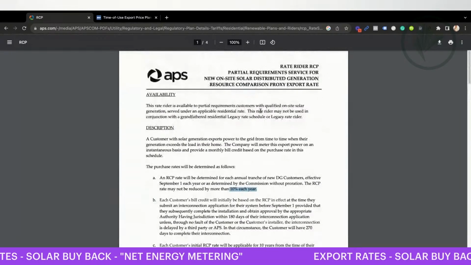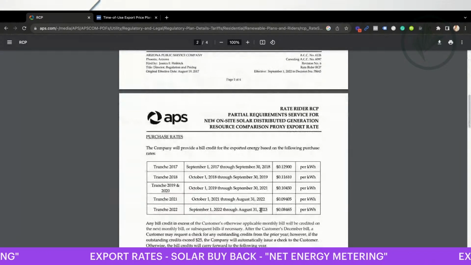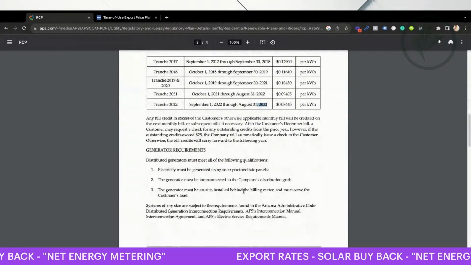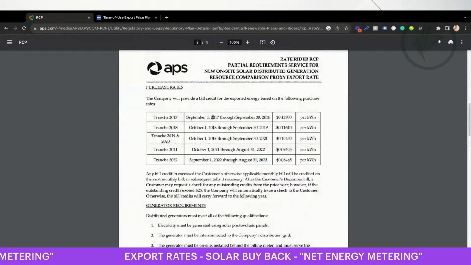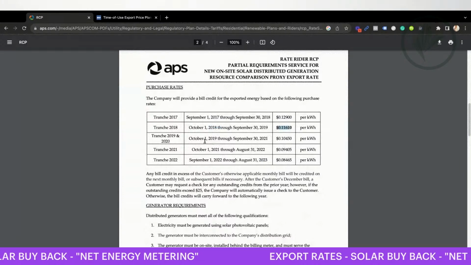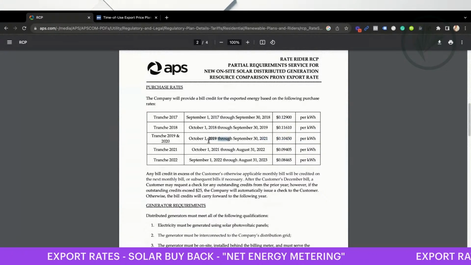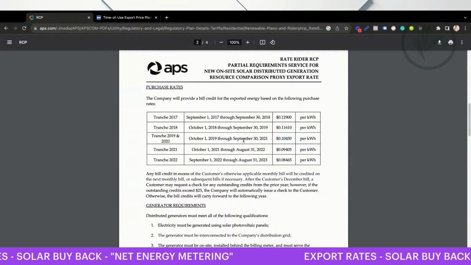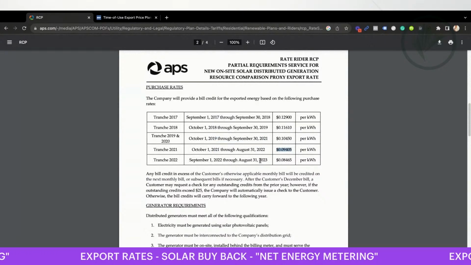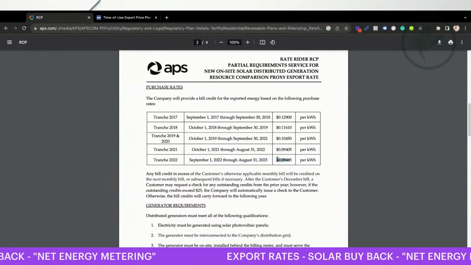This one may or may not have been updated because tomorrow is the new RCP rate. It's not updated just yet, but that's okay. So you can see here that in 2017 it started off at 12.9 cents. 2018 it went down to 11.6 cents. 2019 it went down to 10.45 cents, and it stayed that way through the COVID times. That's what they'll be saying in the textbooks, the COVID times. Back in 2021, though, it started back up and went down to 9.4 cents. And 2022 to 2023, it's down to 8.4 cents.